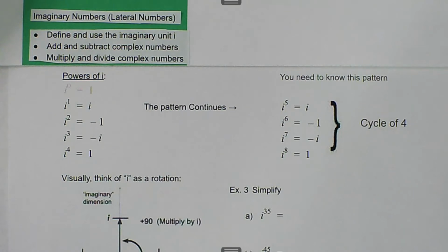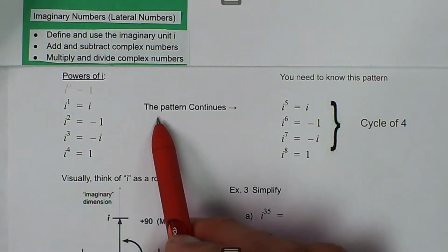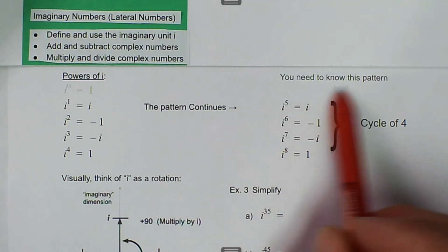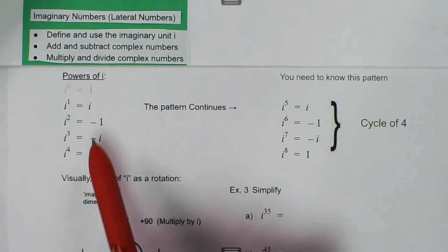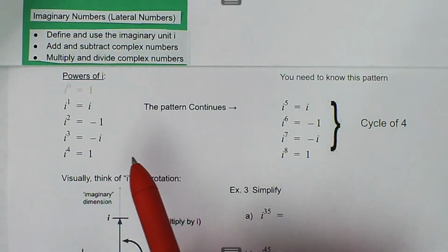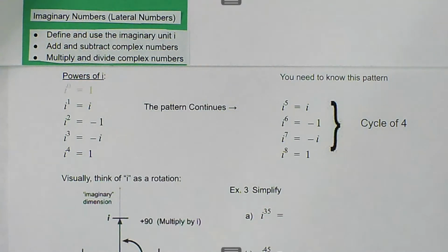We are talking about imaginary numbers or lateral numbers, and we want to define and use the imaginary unit i. So we have to remember that this is a pattern and it continues. So we have to just know the pattern. So powers of i. Anything to the 0 power is 1. And so that's where we're going to start from.